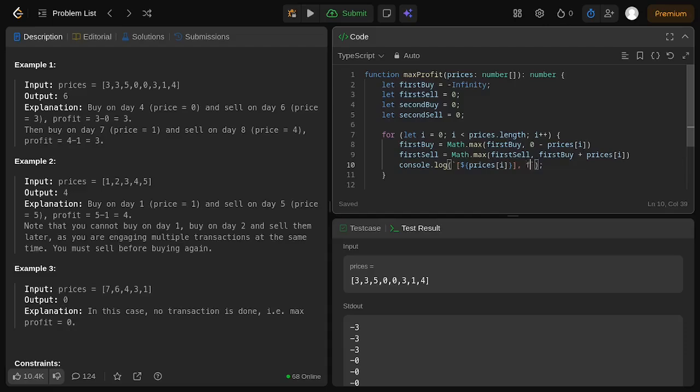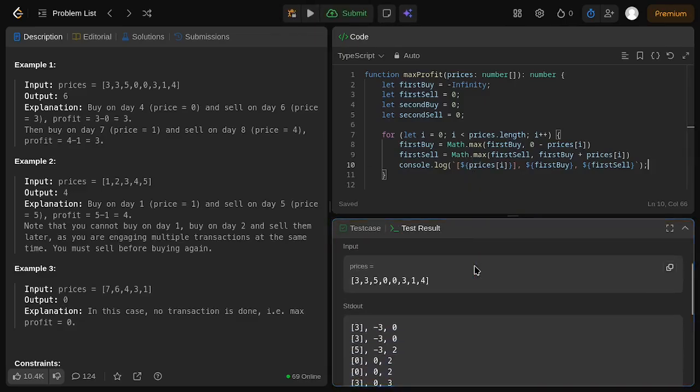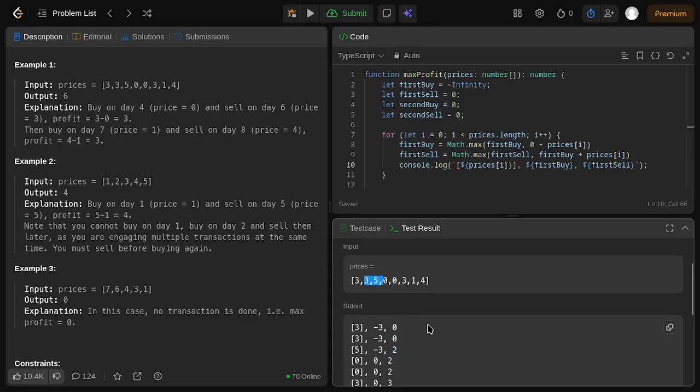And the next one is the first buy, with the dollar sign and curly brackets, first buy, and then the next one, which is the first sell. Let's run the code again to see the console.log. And we have the least first buy of -3, and then we have the value of the first sell of +2, because -3 is added by 5 of the current iteration of the third day, and we got 2 as our profit from the 3 and 5 right here.